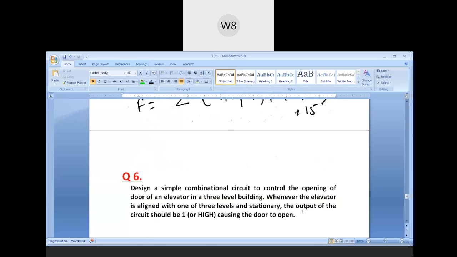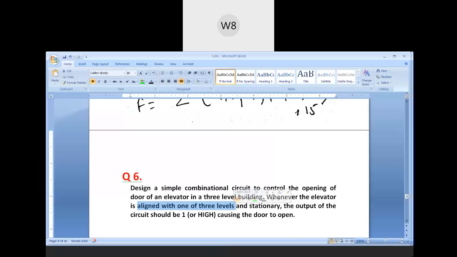Now let us look at a real life scenario where we will encounter don't care. Assume that we have a building which has 3 floors, and we have an elevator installed in it. We have to design a circuit which will control the opening and closing of the door. So what is the condition for the door opening? Of course, the elevator should be aligned with one of the 3 levels. That is the first condition.